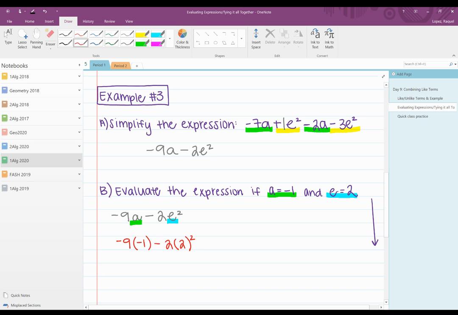Okay, so now let's do the math. Negative 9 times negative 1. Well, a negative times a negative is a positive. So negative 9 times negative 1 is positive 9 minus.